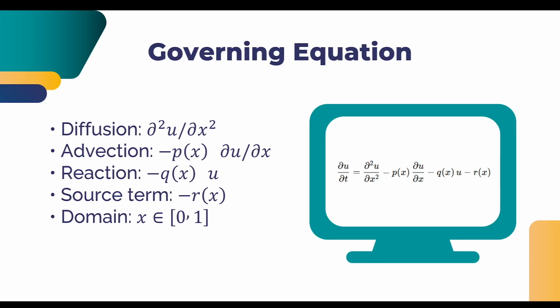Let's start with the mathematical model. We are solving the one-dimensional linear advection-reaction-diffusion equation. As shown here, the rate of change of our variable u is determined by three mechanisms: diffusion, advection, driven by the velocity field, and a linear reaction term. We also have an external source term r.